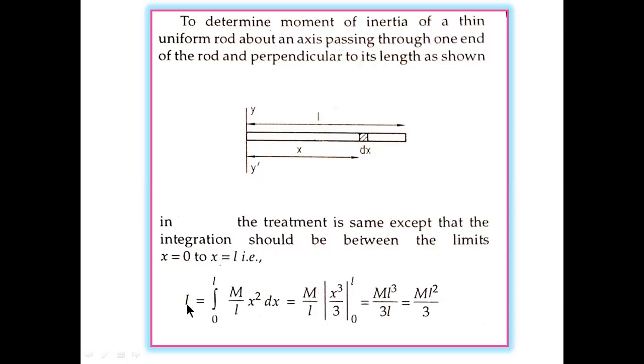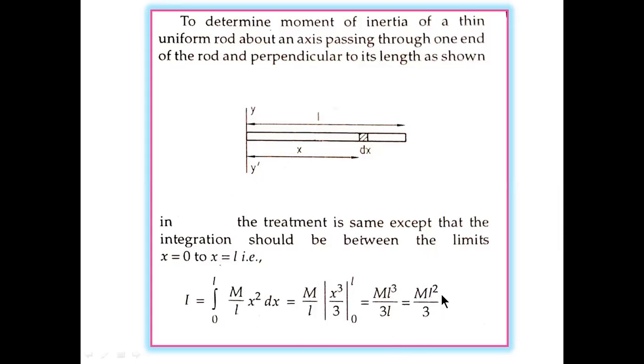Now, how will we treat this? I equals the integral from 0 to L of M by L x square dx. If we integrate, we will get M L square by 3. So this is the moment of inertia of the thin uniform rod about an axis passing through one end of the rod. The same result we can find using the parallel axis theorem.